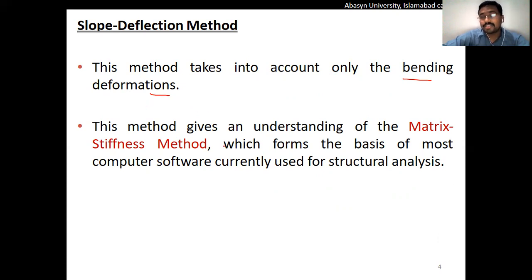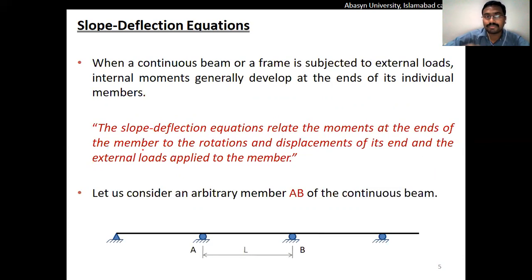Ultimately, the slope and deflection method later formed the basis of the matrix stiffness method, which we will study in the later part of our course. This matrix stiffness method is currently used mostly in structural analysis software like ETABS and SAP2000. The basic programming behind this software is based on the matrix stiffness method, and the derivation of the matrix stiffness method is based on the slope and deflection method. So from there you can understand how important this method is.